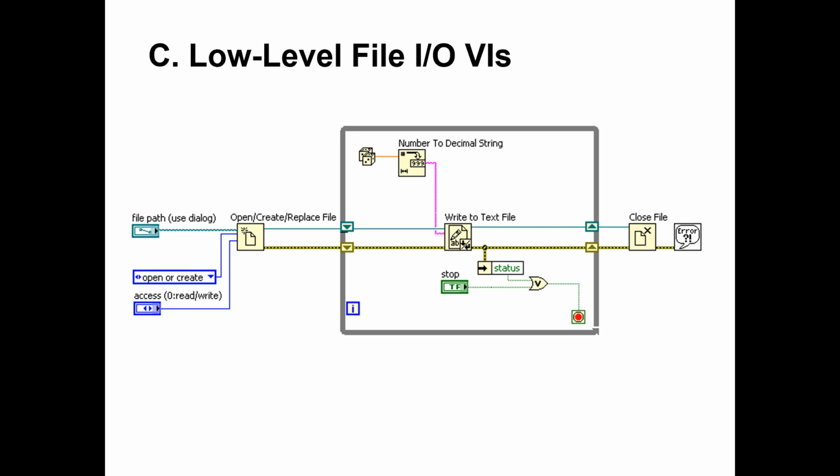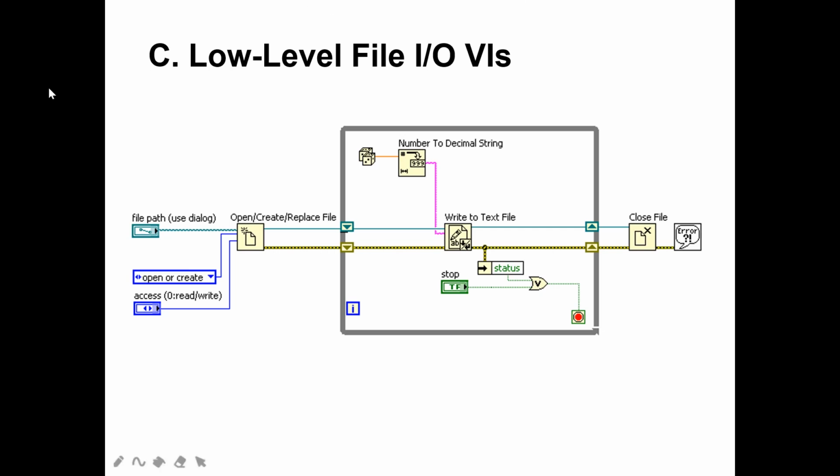Now this is an example of low-level input-output VIs in which you are using an open file VI, a write-to-text file VI, and then a close file VI. For each function, you are using a separate VI.